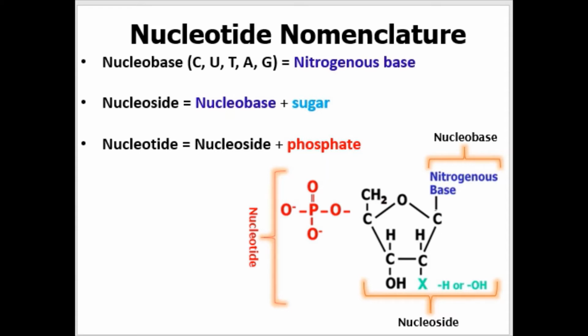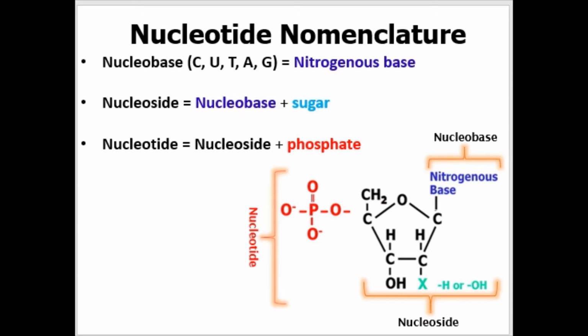And then if we have a nucleobase with a sugar, we have a nucleoside, and the easiest way of remembering that is we definitely need a nucleobase, and the word nucleoside has an S in it, and so does the word sugar. So that's the easiest way of remembering what a nucleoside consists of.